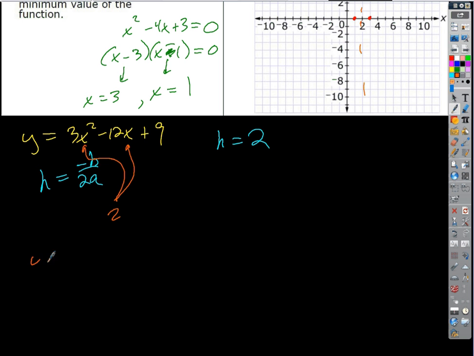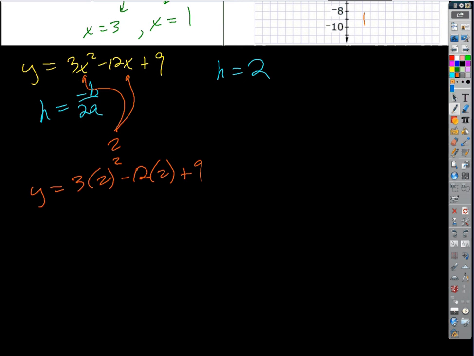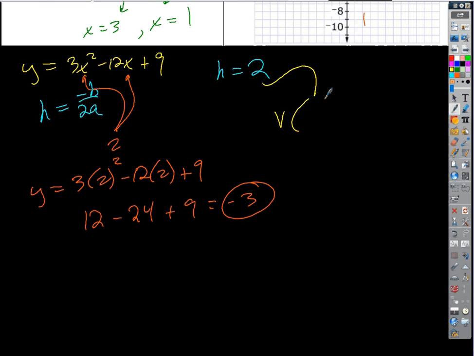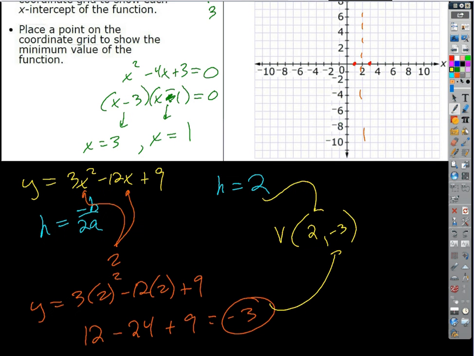So that's going to give me y equals 3 times 2 squared minus 12 times 2 plus 9. So let's see. 3 times 4 is 12 minus 24 plus 9. So negative 12 plus 9, what's that? Negative 3. Okay, so then that tells me that the vertex is at 2, negative 3. So if we graph that, 2, negative 3 is right there.